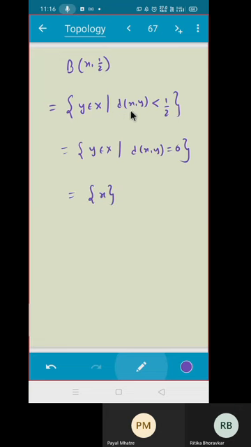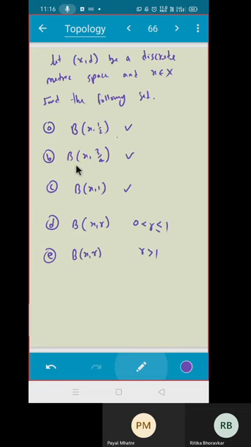Whatever your small x was, it is the same as x. Do you agree or not? That is, y equal to x. Yes, sir, because there are only two possibilities: either distance is 1 or it is 0. If you are saying something is less than half, then that will definitely be 0. Do you agree? Yes. Similarly, sir, can you talk about the second and third one?